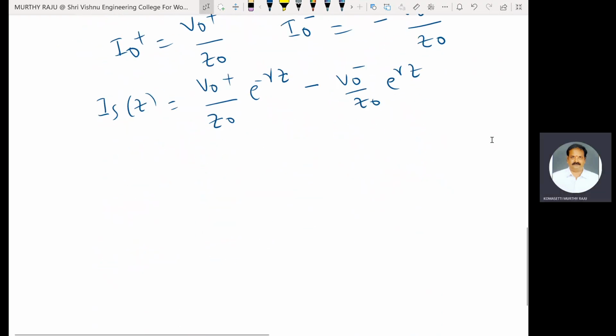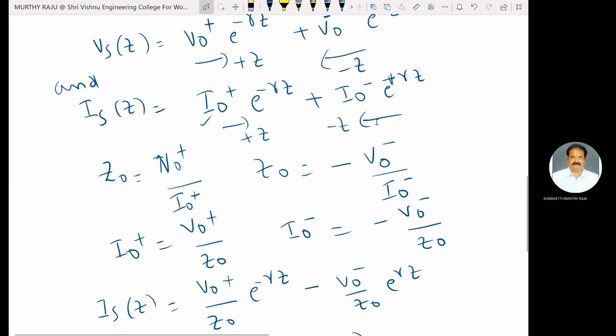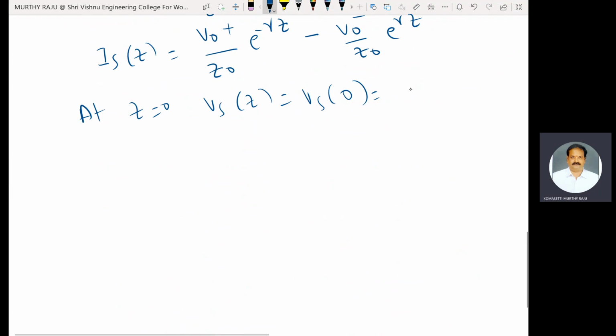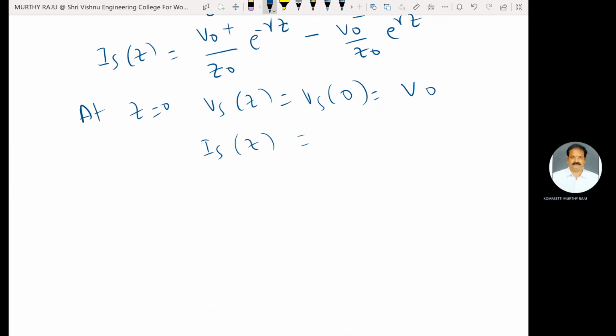Okay. At Z is equal to 0, Vs of 0 is equal to V naught, the value at the source side. Is of 0 is equal to I naught. I naught and V naught. This one is V naught. And at Z is equal to 0, Is of 0 is equal to I naught.